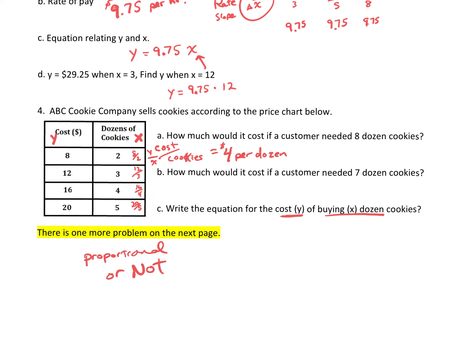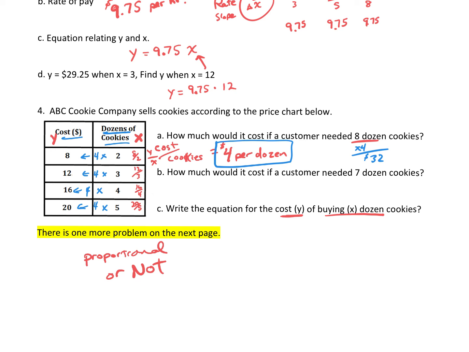Now that we know that, and we have 8 dozen cookies at $4 per dozen, we could just multiply. Here's what I mean, in case you didn't get it. We found $4 per dozen because 2 times 4 equals 8, 3 times 4 equals 12, 4 times 4 equals 16, 5 times 4 equals 20. So we're taking the dozen cookies, multiplying by 4 to get the cost. So we have 8 dozen cookies, let's multiply by 4. That's $32.